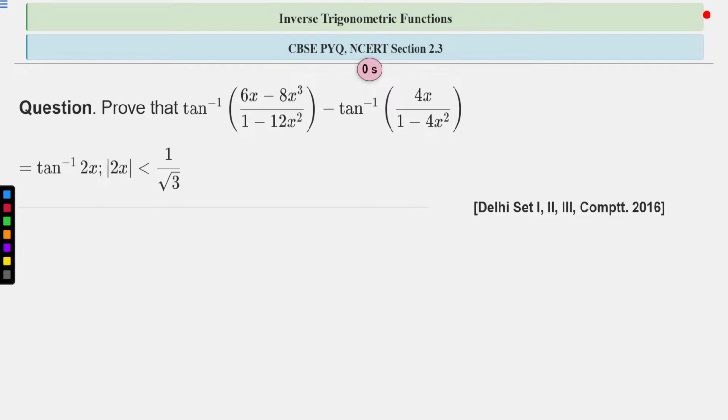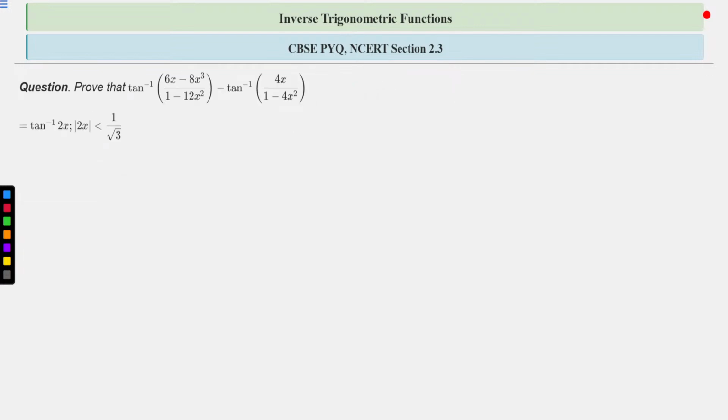Okay, let us move to the solution part. We basically have to prove that tan inverse (6x minus 8x cube) upon (1 minus 12x square) minus tan inverse 4x upon (1 minus 4x square) is equal to tan inverse 2x, right? When absolute value of 2x is less than 1 by root 3. So let us move to the solution part. We can assume 2x is equal to tan theta, right? Clear?